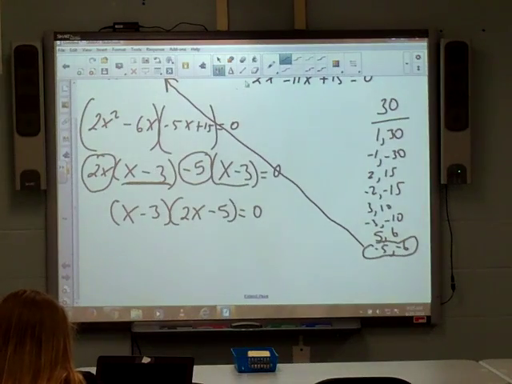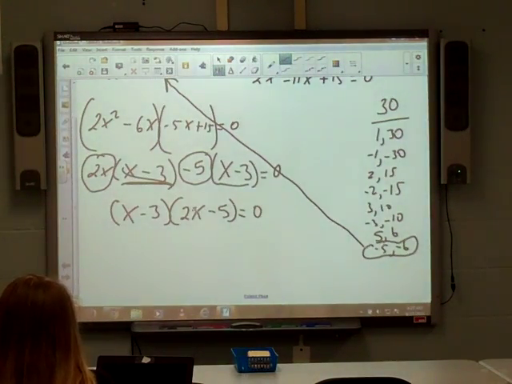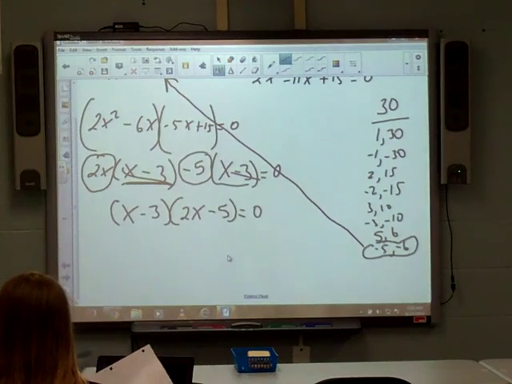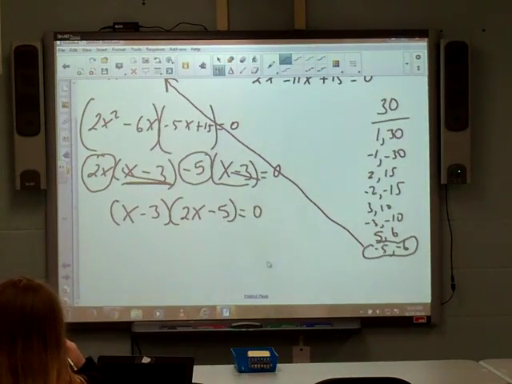Then it's like I took that x minus 3 away from this side, and had 2x left. I took it away from that side, and I had a minus 5 left. Now I'm done factoring it. That's factored into 2 binomials, but I've got to solve them now, because remember, we're trying to find where the quadratic crosses the x-axis.